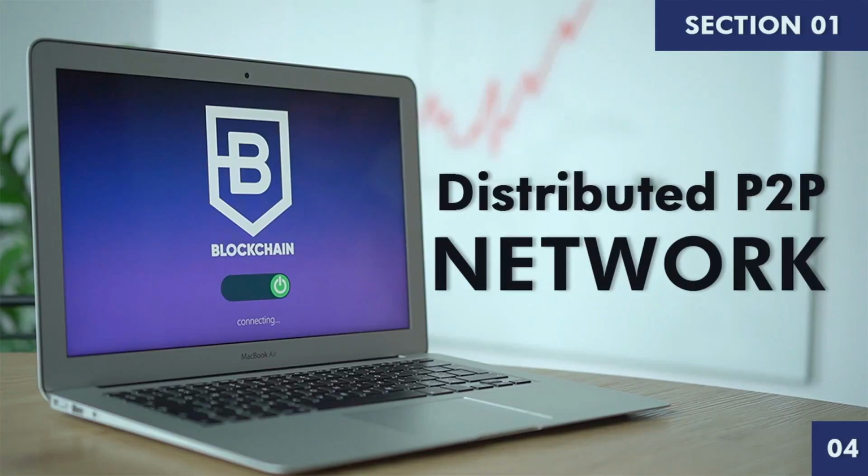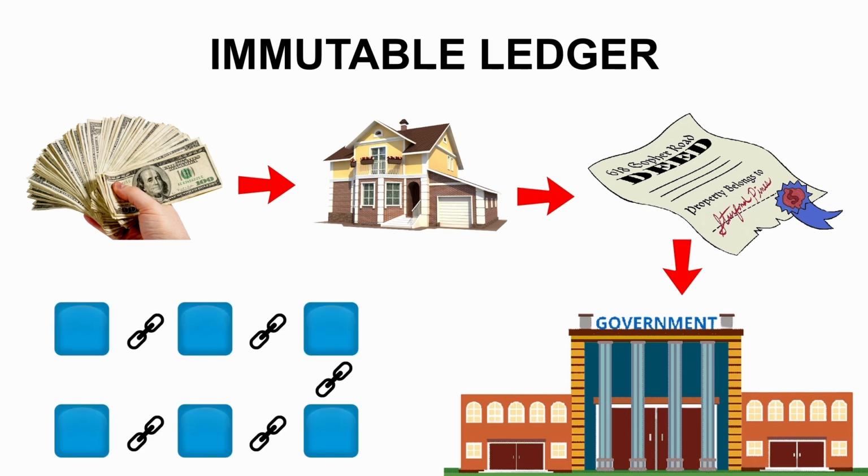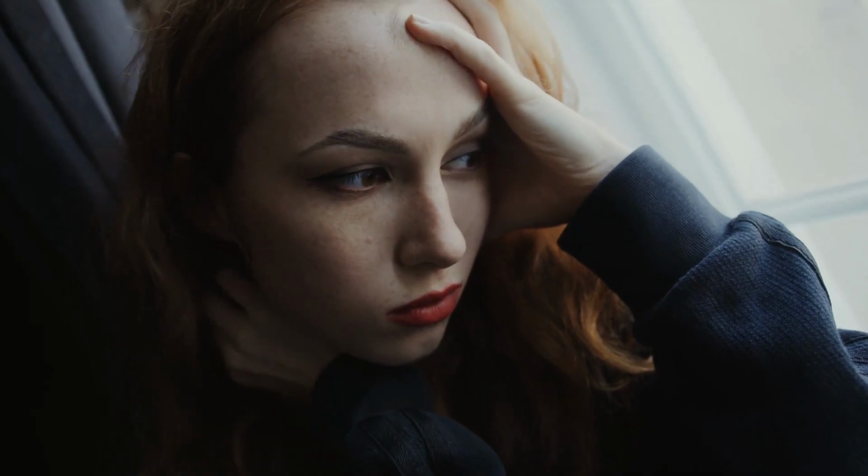In this video, we will learn about distributed peer-to-peer network. In the last video, we discussed an example on property ledger, traditional approach versus blockchain approach. We learned how blockchain can make a ledger immutable, making it difficult for somebody to change a record in the ledger. But we still have a problem.